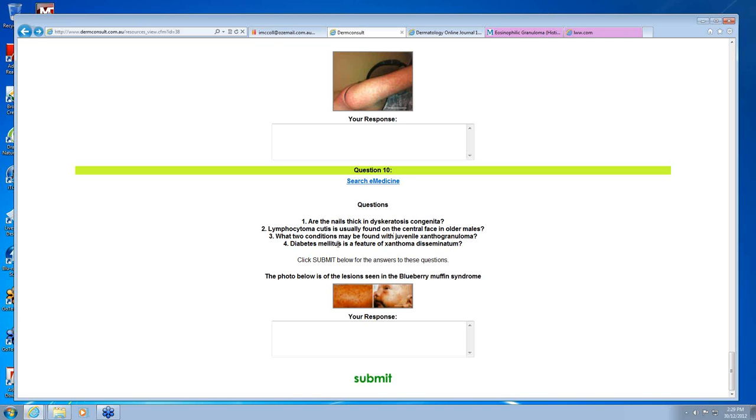What two conditions may be found with juvenile xanthogranuloma? Well, neurofibromatosis you look for. So see if they've got any pigmentation or Crowe's sign under their axillae. See if they've got six or more café-au-lait spots. And also a myeloid leukemia, so you might need to do blood tests if they've got multiple juvenile xanthogranulomas. You've got to check the eyes as well, remember. Diabetes mellitus is a feature of xanthoma disseminatum. No, it was diabetes insipidus, a defect in ADH, antidiuretic hormone production.